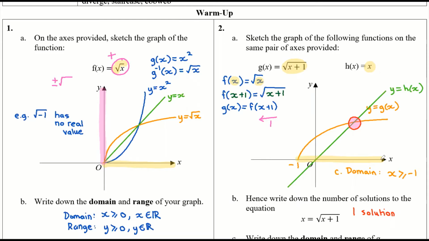The range is going to be the same as the range for f of x in the previous question, because it's just a horizontal translation. So the range is simply going to be y values that are greater than or equal to 0. Okay, so that's the first 2 questions completed.